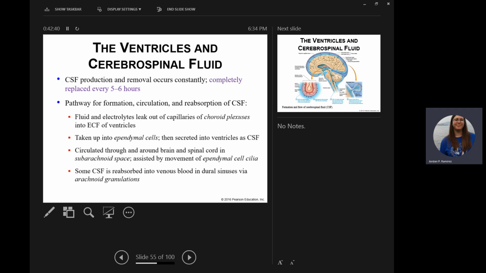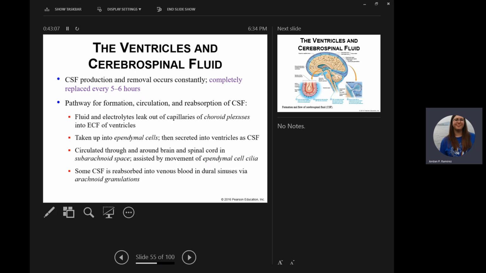Okay. So once this happens, it's taken up into the ependymal cells, which are right next to it. You're going to see in just a minute. And then that's going to be secreted into the ventricles, changed up a little bit by those ependymal cells, changed into cerebrospinal fluid. This is circulated through and around the brain and the spinal cord. Again, those are connected, but in the subarachnoid space, and is assisted by the movement of the ependymal cell cilia.